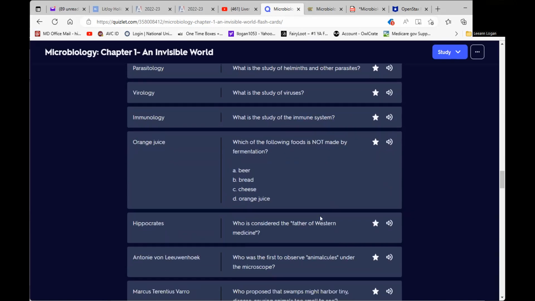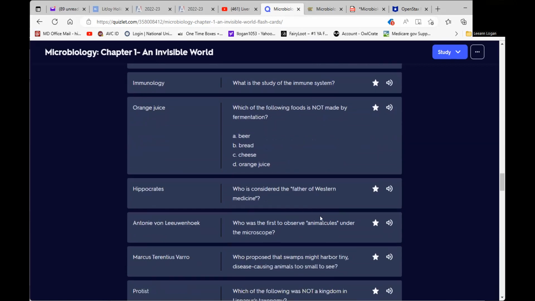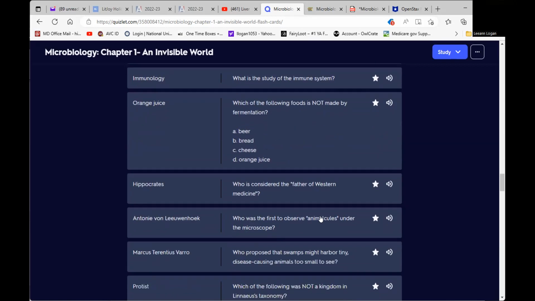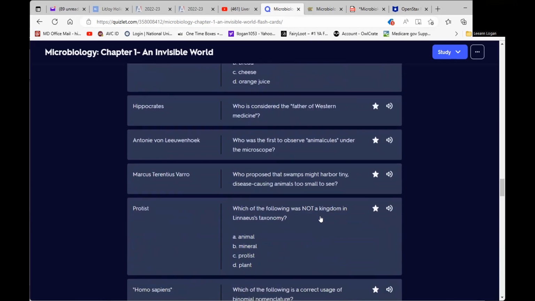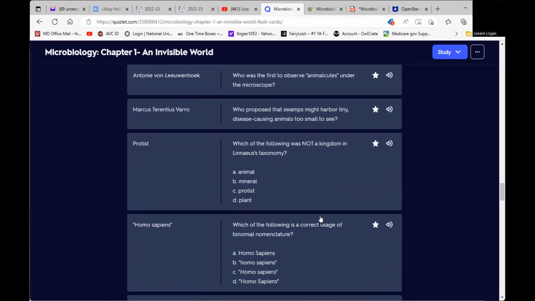Who is considered the father of Western medicine? That would be Hippocrates. Who was the first to observe animalcules under the microscope? That would be Antoine van Leeuwenhoek. Who proposed that swamps might harbor tiny disease-causing animals too small to see? Marcus Terentius Varro. Which of the following was not a kingdom in Linnaeus's taxonomy? That would be the protists.